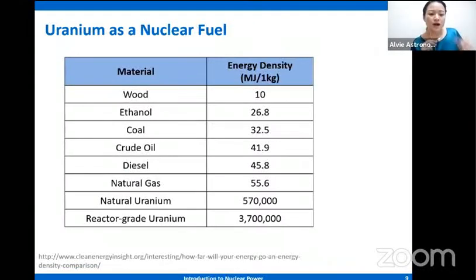Okay? Now, how does uranium as a nuclear fuel or as a fuel compare with other sources of energy? So here we have a rough comparison of the energy density. Suppose you burn 1 kilogram of food, you get about 10 megajoules of energy. For ethanol, 26.8 and so on. So what you can see here, for natural uranium, you can get 5 orders of magnitude higher na energy, while reactor grade uranium, about 6 orders of magnitude greater yung energy na makukuha natin.